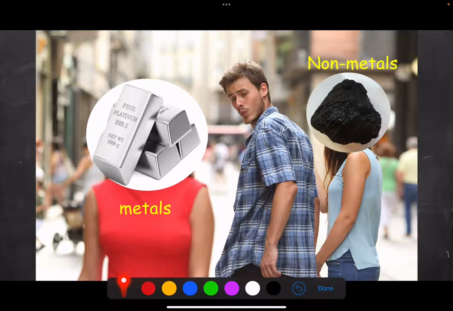It's kind of why metals get our attention more than non-metals, because they're just shiny and they grab our attention because they're so shiny. All right, and that's the lustrous property of metals.